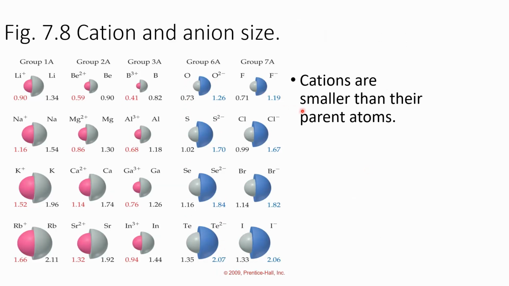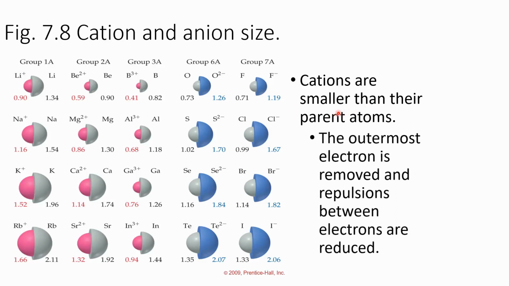Now, cations and anion size. Cations are usually smaller than their parent atoms because the outermost electron is removed and repulsions between electrons are reduced. So, for example, if we look here at the lithium atom, the size is 1.34. When it loses electrons, it decreases to 0.90. And so we say, cations are smaller than their parent atoms.